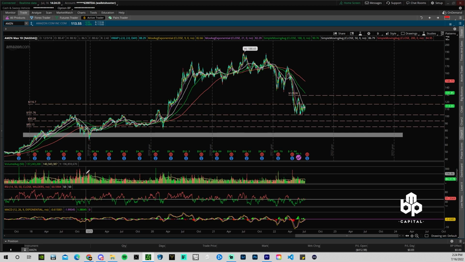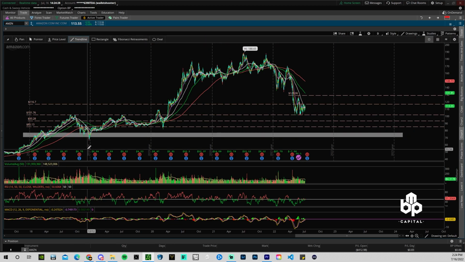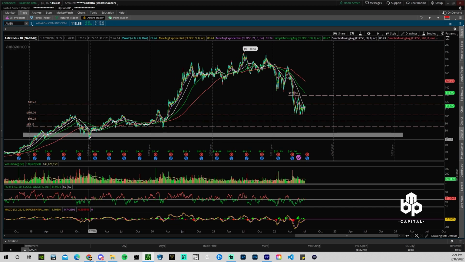Because ultimately, if we look at this price action, right? Let's go backwards. This is the lows of the pandemic here.